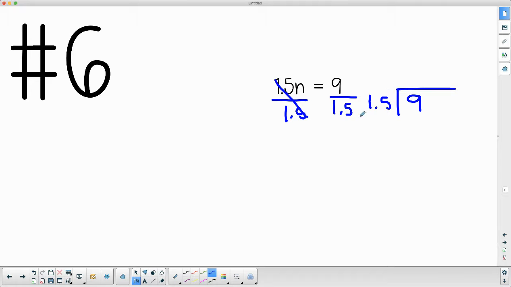We can't divide with a decimal in our divisor, so we need to move this over one place, which causes this to move over one place. Add a 0 here. So the problem we are doing is really 90 divided by 15 will tell us what n equals.